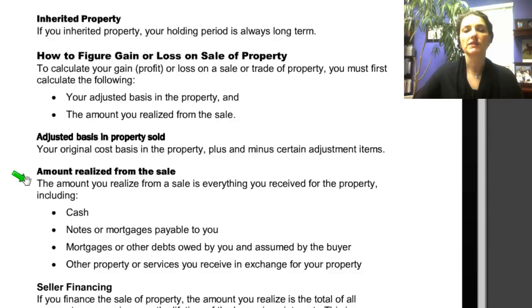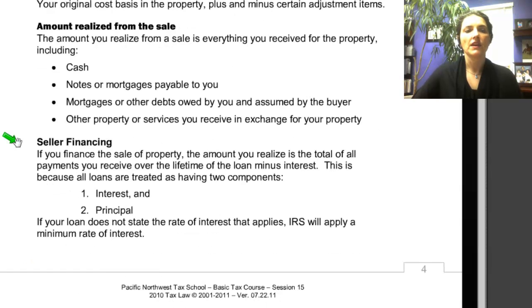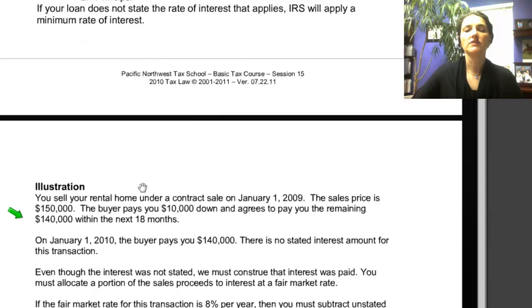Well, the amount you realized from the sale of property is everything you received for the property, including cash, notes or mortgages payable to you, mortgages or other debts owed by you and assumed by the buyer, and other property or services you receive in exchange for your property. Seller financing. If you finance the sale of your property, the amount you realize is the total of all of the payments you received over the lifetime of the loan minus interest. This is because all loans are treated as having two components, interest and principal. If your loan does not state the rate of interest that applies, the IRS will apply a minimum rate of interest.